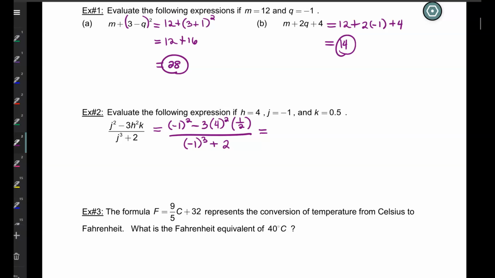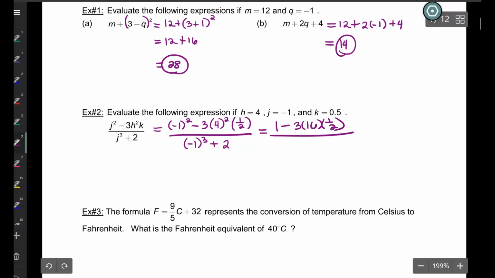Okay, let me pause because a couple of people, don't forget, this is a -1 squared. Not a negative, and then 1 squared. So you should get 1 minus 3 times 16 times a half.